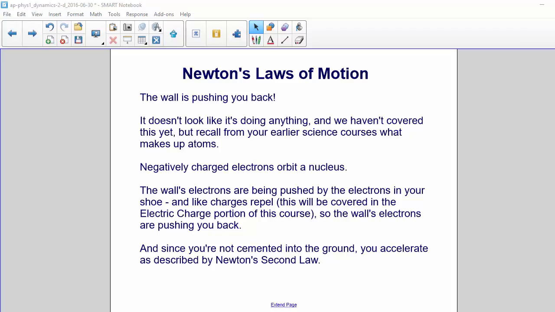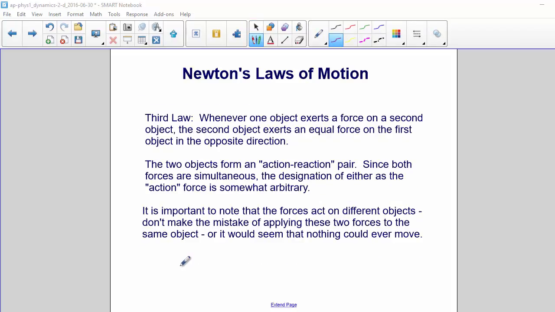by Newton's second law. The third law states whenever one object exerts a force on a second object, the second object exerts an equal force on the first object in the opposite direction. The two objects form an action-reaction pair. Since both forces are simultaneous, the designation of either as the action force is somewhat arbitrary. It is important to note that the forces act on different objects.